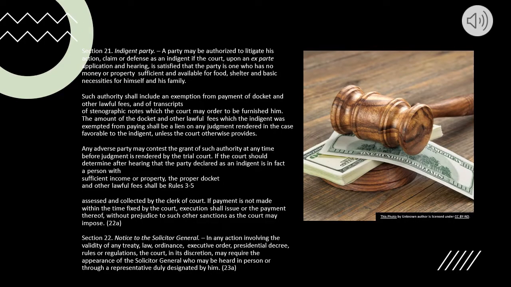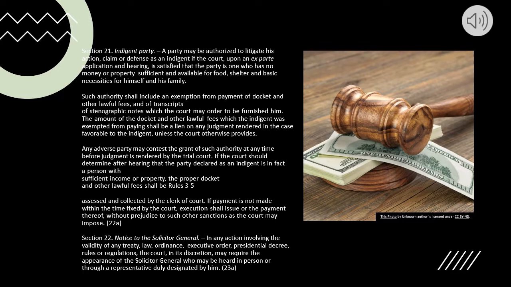Section 21. Indigent party. A party may be authorized to litigate his action, claim, or defense as an indigent if the court, upon an ex parte application and hearing, is satisfied that the party is one who has no money or property sufficient and available for food, shelter, and basic necessities for himself and his family. Such authority shall include an exemption from payment of docket and other lawful fees, and of transcripts of stenographic notes which the court may order to be furnished him. The amount of the docket and other lawful fees which the indigent was exempted from paying shall be a lien on any judgment rendered in the case favorable to the indigent, unless the court otherwise provides.